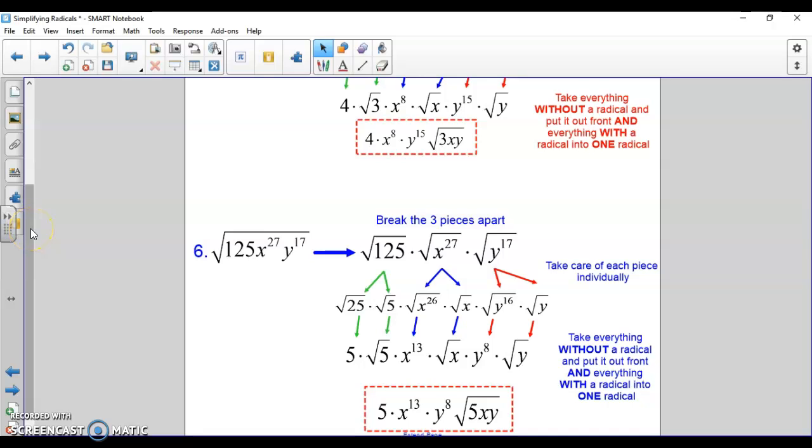Last example here. Same exact type of stuff. So I'm not even going to talk through it. You guys got your notes and my notes there, color-coded. Hopefully that all helps out.